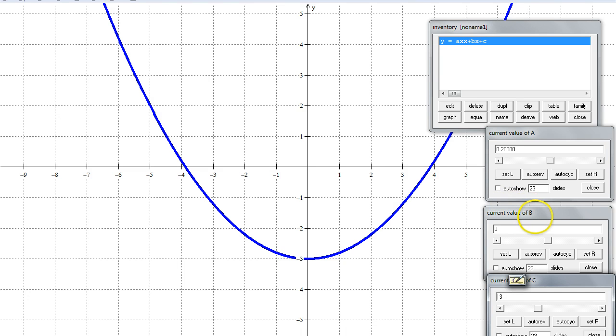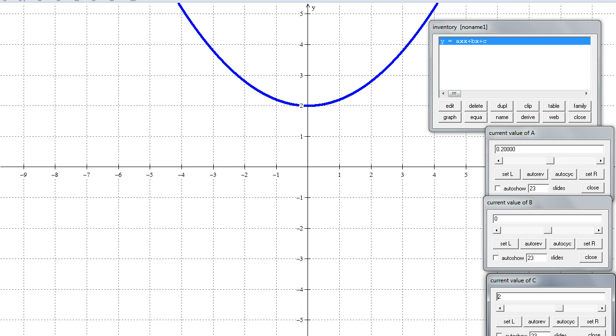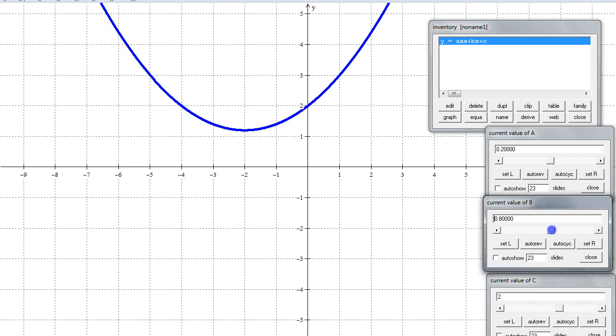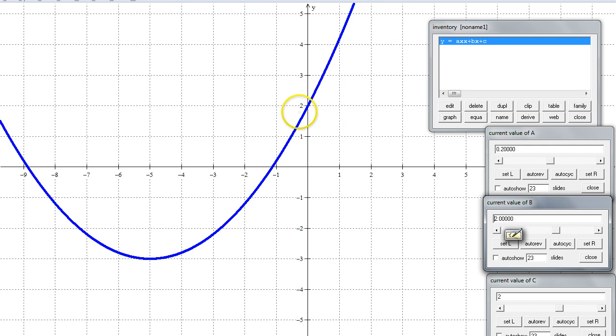The value of b is really interesting. Watch this. Let me change the value of c to 2, and let me change the value of b. Look what happens. No matter what I do with b, it has to have the y-intercept at 2. When I change the value of b, it just moves left to right, and the y-intercept stays at 2.